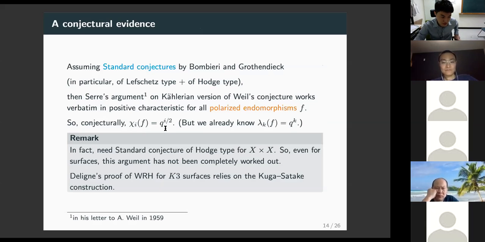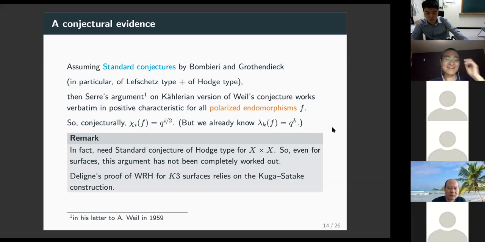If it's for a polarized endomorphism of a surface, I don't know. I guess it is true, but we will talk about it later. I don't think the polarized endomorphism of a surface case is known. Maybe you know more, right? I don't know.